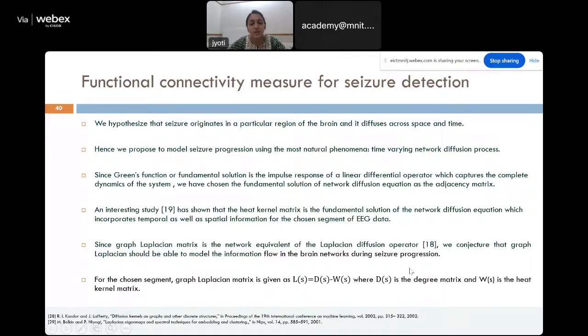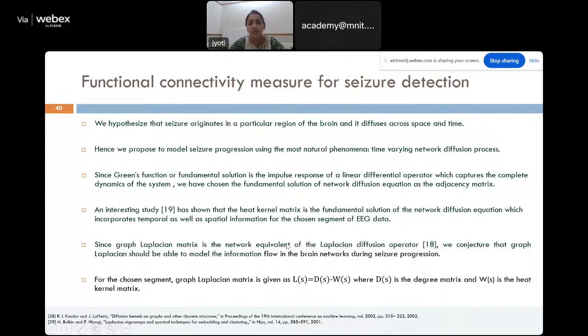Some people use 1 and 0: if two nodes are connected, a weight of one is given, and if they are not connected, a weight of zero is given. Depending on the situation, some people consider 1/0 as the edge weight matrix, and some consider the correlation coefficient. In our scenario, as we wanted to capture the diffusion phenomenon, we considered the heat kernel as the edge weight matrix. Then we find the degree matrix, which is nothing but the weighted sum, the row sum or column sum of the edge weight matrix or adjacency matrix. That defines the degree matrix, and that's how we found the Laplacian matrix.